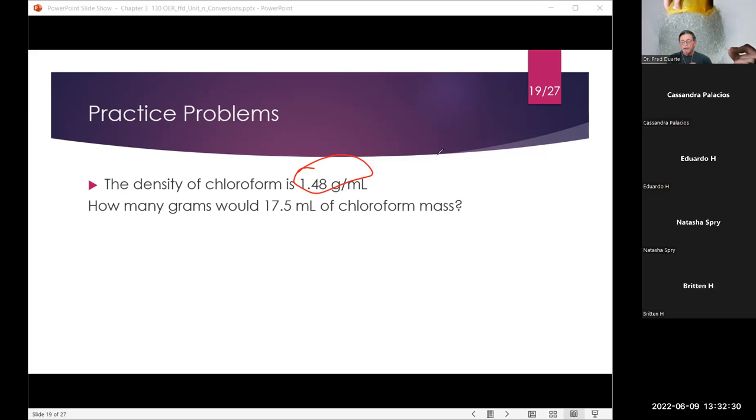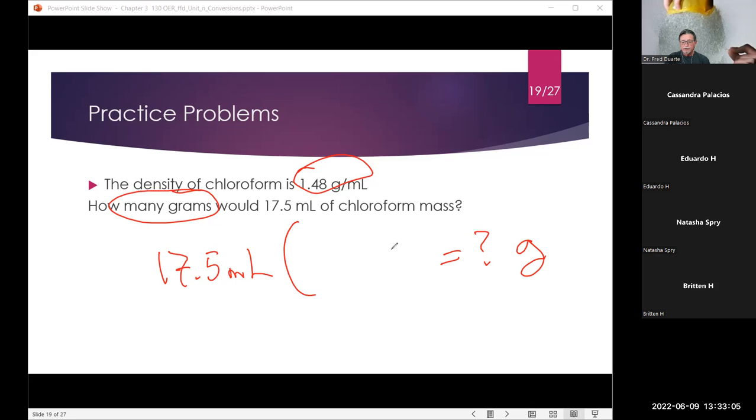Now, yes, you could take it and weigh it, and that would be fine, but there's no need to, because you know the density. And from the density, knowing the volume, you can calculate the mass. By the same token, knowing the mass, you can calculate the volume. So like any problem, we write down what we're given: 17.5 milliliters of chloroform. What are we looking for unit-wise? The question asks, how many grams? So we're looking for units of grams.